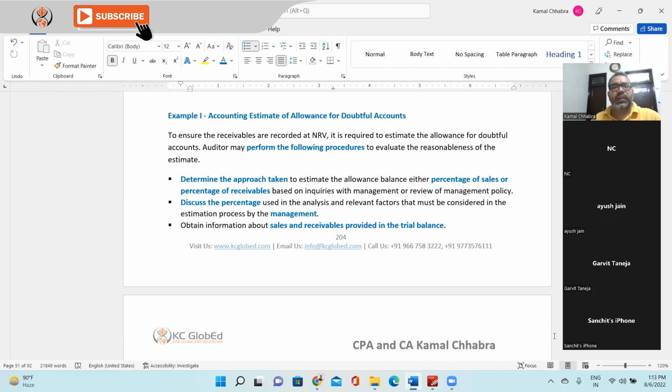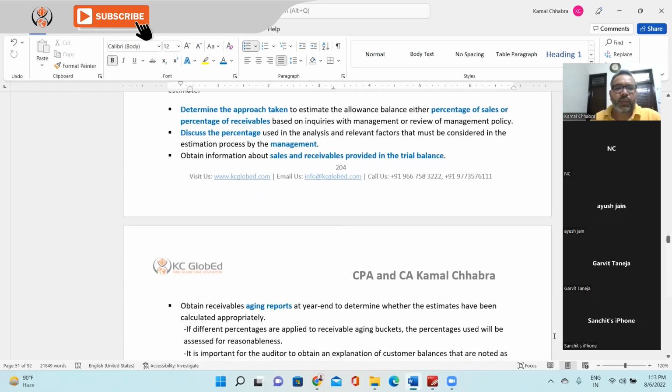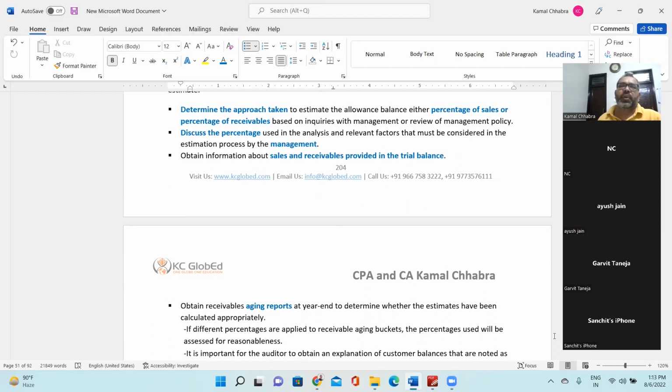So here we are discussing in detail what all things you need to do when you are testing the provision for doubtful debt. First is determine the approach taken to estimate the allowance, either balance approach or sales approach. There might be a possibility that the company takes 1% of the credit sales as a provision for doubtful debt, or they can take a percentage of old balances of the receivable, or a percentage of the account receivable balance. So first thing you need to understand, what is the basis that management takes? Make sense? As per their policy. How do you test provision for doubtful debts accounting estimate? First understand the management policy, what percentage and what base they consider.